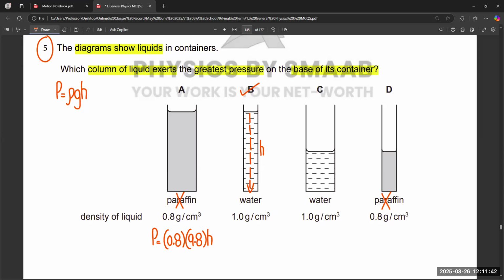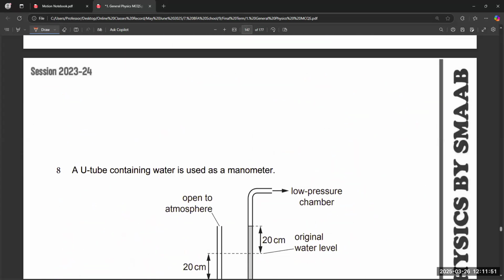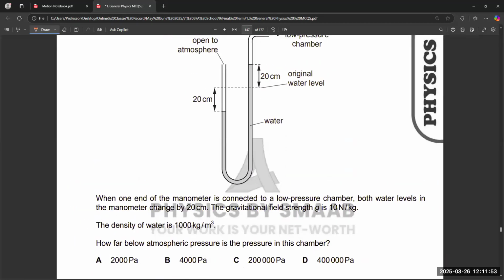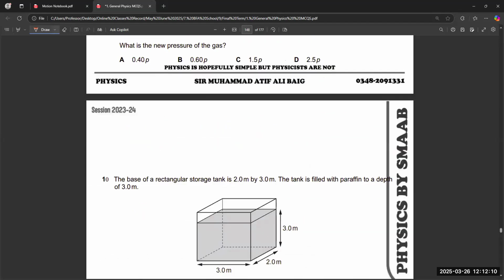Okay, next question. This topic is excluded from the new syllabus. This is the topic of manometer. So manometer is not in our new syllabus. Manometer is now excluded from the new syllabus.